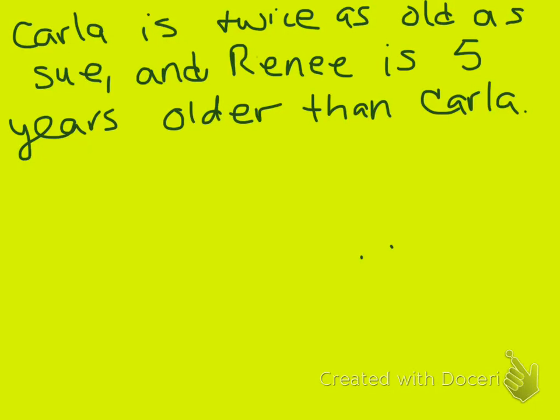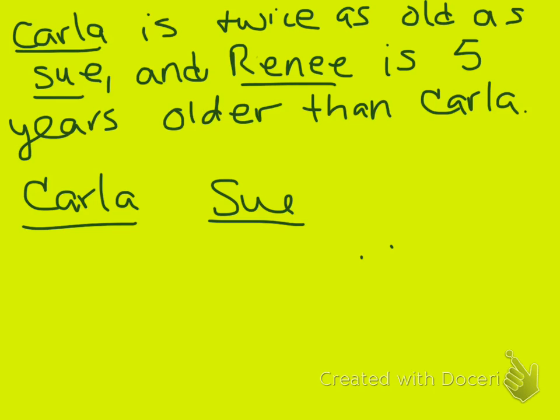Okay. Let's do another one. Let me pause, and we'll write it in here. All right, Carla is twice as old as Sue, and Renee is 5 years older than Carla. So we have 3 people here. We have Carla, Sue, and Renee. So we're going to write them out. Carla, Sue, and Renee. Okay. Carla is twice as old as Sue, and Renee is 5 years older than Carla.